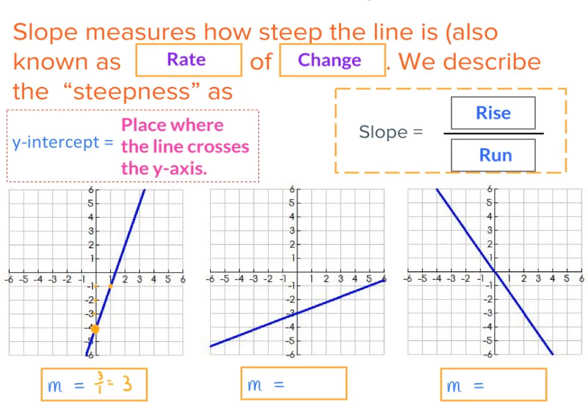Now if I'm not sure, I can keep going. I can go up 1, 2, 3, over 1, up 1, 2, 3, over 1. And I can see that my slope is up 3 over 1 the entire length of the line.